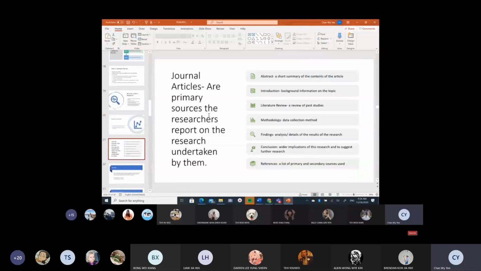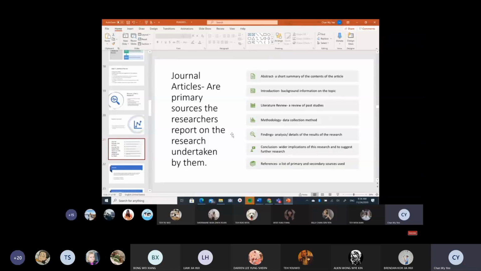There are also people who ask me, what are journal articles? So I'm telling you all again today. Journal articles are primary sources where the researchers report on the research undertaken by them. They have created a research, and now they are publishing it in a journal, an online journal. That is why we call it a journal article.